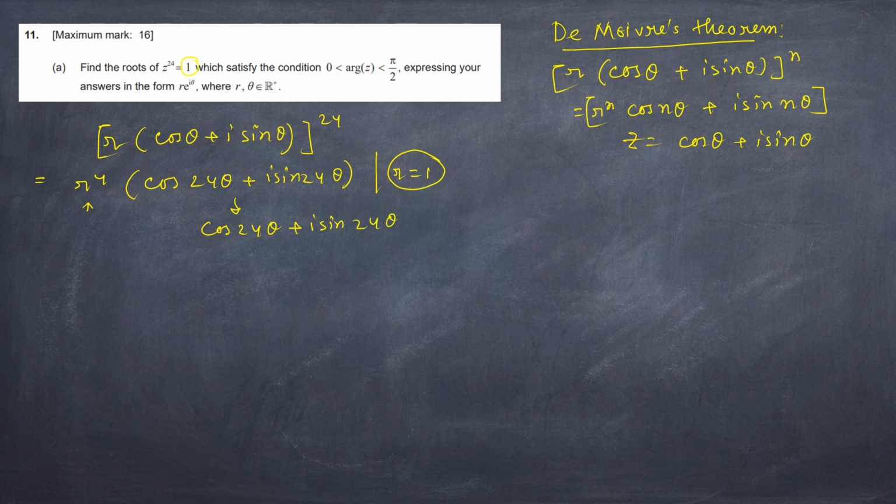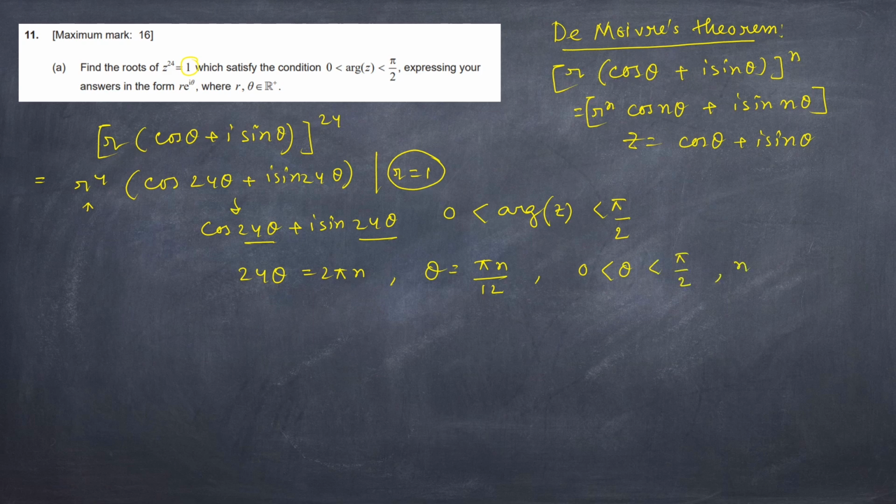The condition here is 0 less than arg of z less than pi by 2. So in this particular interval, 24 theta equals 2 pi n, so we can write theta equals pi n by 12. Now for this particular limit, 0 less than theta less than pi by 2, n can take the values 1, 2, 3, 4, 5 only. So in this way we have got the n values, and the theta values will be like this.